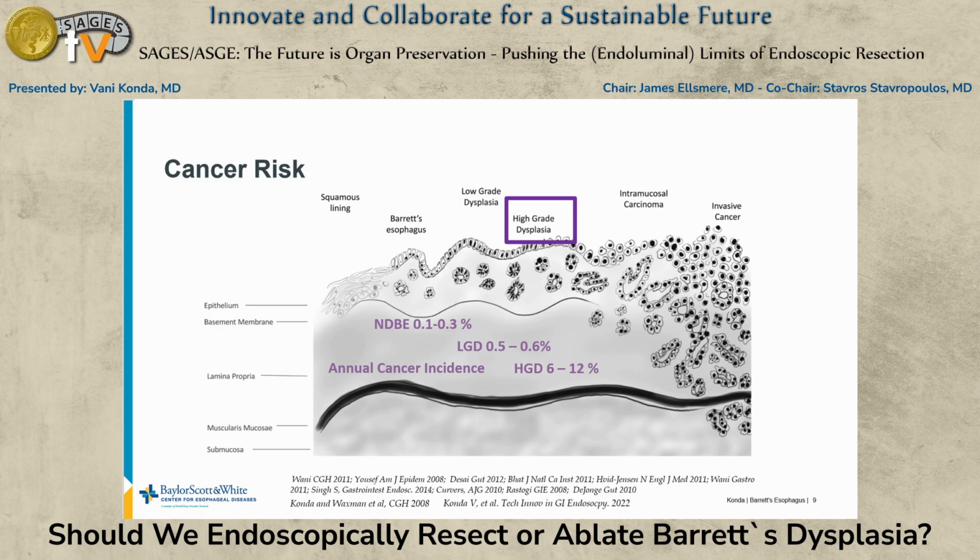It's also important to recognize the risk of prevalent cancer. In high-grade dysplasia, we see that there is a risk of 40% of prevalent cancer in these patients. This is often intramucosal cancer, which can be endoscopically treated, and therefore the approach for these patients is similar.